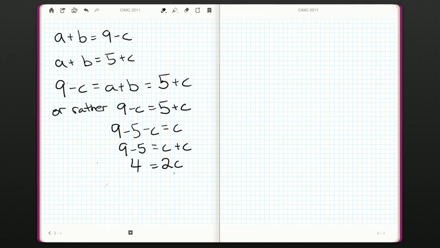So we need to do a little more manipulation. We need to get rid of this 2. We need to just have c by itself. So we have 2 multiplied by c on the right-hand side. So to get rid of this value of 2, we're going to have to divide by 2 on the left-hand side. Okay. But 4 divided by 2, we can all do that. 4 divided by 2, the value of c is 2.